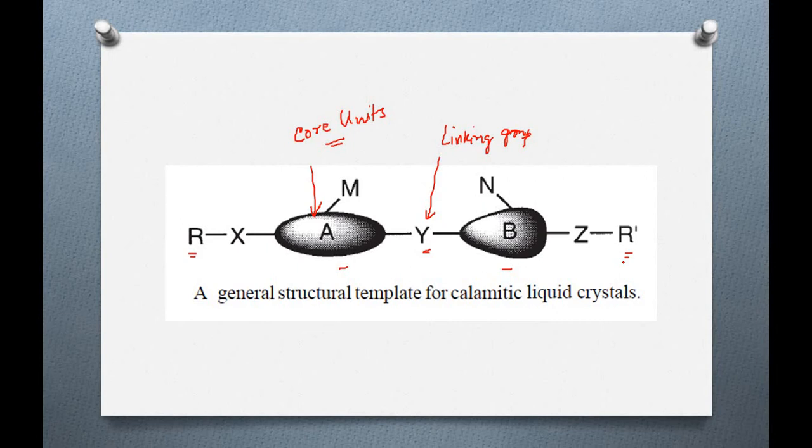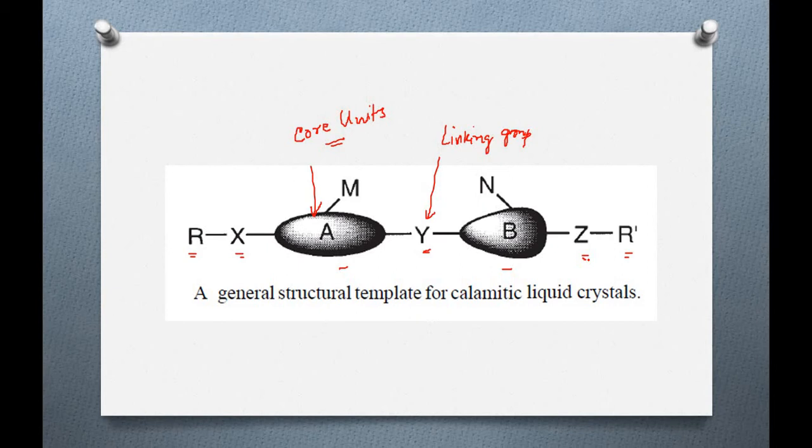These terminal chains can be linked to the core by these groups X and Z that we have here. So X and Z are the linking groups in the terminal chains, or they can be directly connected to A and B as well. The units that are used in this general structure, their combination determines the type of liquid crystal that exhibits a particular property.